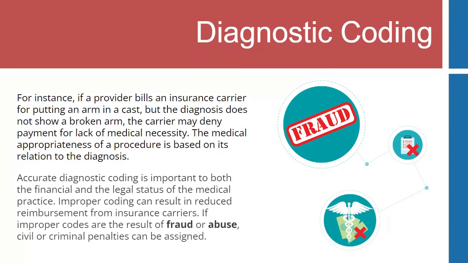For instance, if a provider bills an insurance carrier for putting an arm in a cast, but the diagnosis does not show a broken arm, maybe it shows a headache, they're going to deny it. They're going to say, why are we paying for this patient to get a cast on their arm when all they had was a headache? So we have to make sure that the diagnosis code justifies what the provider did.